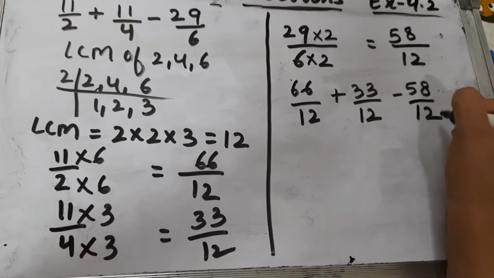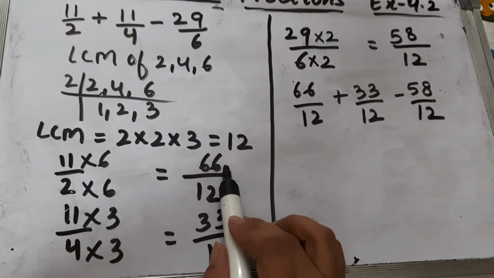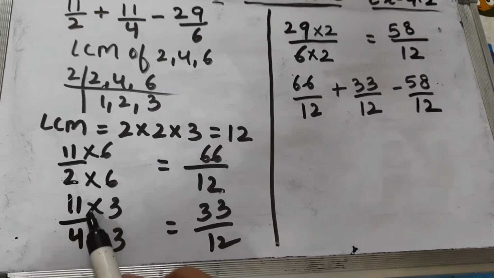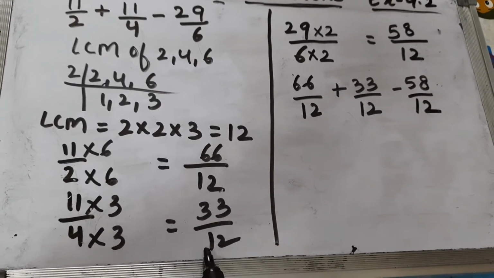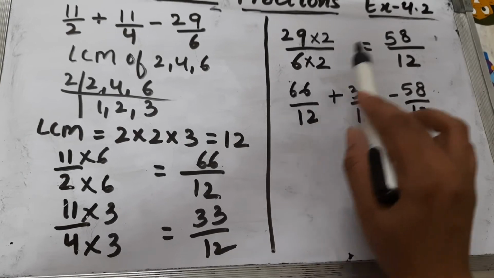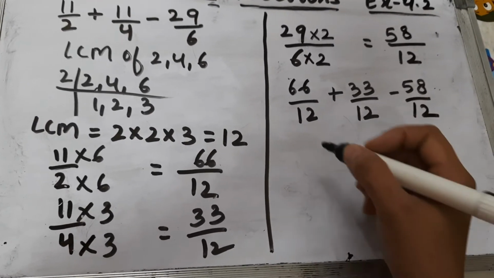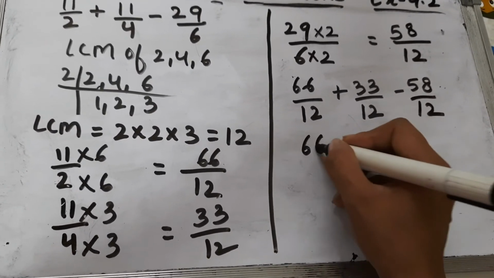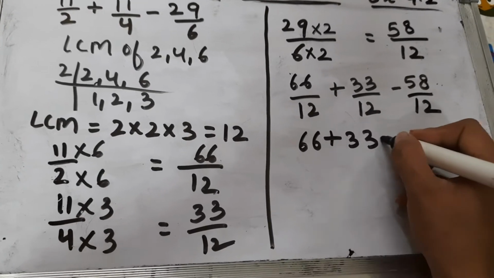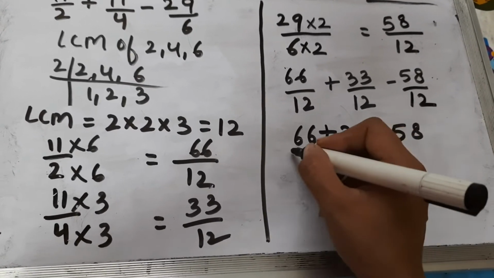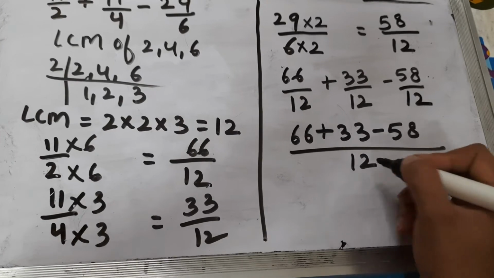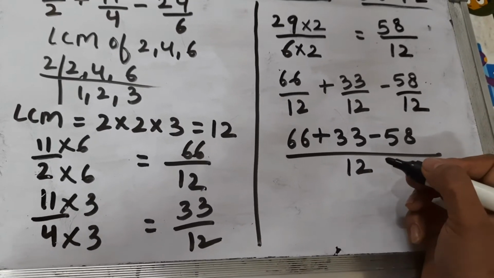ये कहाँ से आया हमारा? 11 by 2 अब क्या बन गया है, 66/12. 11 by 4 क्या बन गया है, 33/12. और 29/6 क्या बन गया है, 58/12. Now we have to simplify. See, 66 plus 33 minus 58/12. Denominators are same, so we will solve only the numerators.